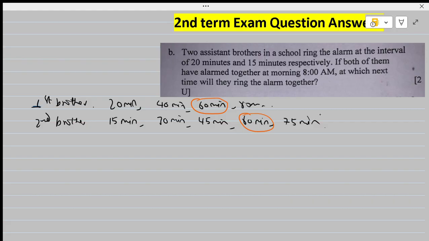If we take the LCM of 15 and 20, you get the same. 5 times 4 is 20, 5 times 3 is 15. So LCM equals 5 into 4 into 3, which is 60 minutes. Either way you can see it. So that time is the LCM of those intervals at which they are ringing the bells. They first rang together at 8 a.m., so the next time is after 1 hour of that, and that's 9 a.m.